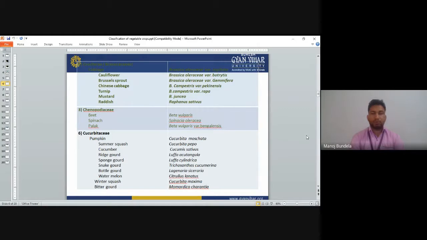Summer squash, Cucurbita pepo. Bitter gourd, Momordica charantia. The bitter principle that is present in bitter gourd is due to momordicin.